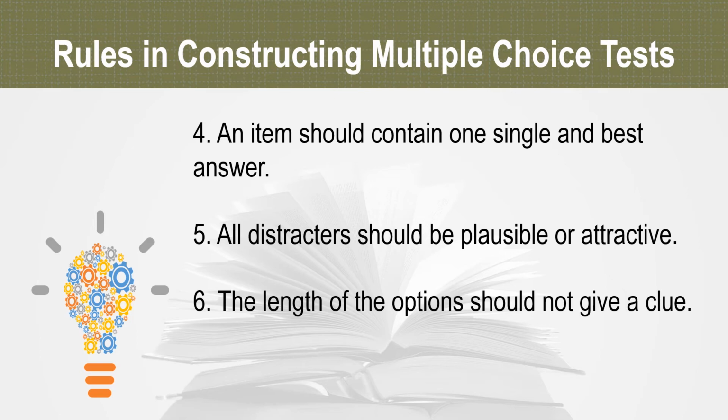Rule number six, the length of the option should not give a clue. Take note, in many instances you encounter multiple choice items wherein there are options which are quite lengthy compared with other options, right? So sometimes the longest option tends to be true, or the other way around, the shortest option tends to be true. So just not to give the clue, it should be equal in terms of length.